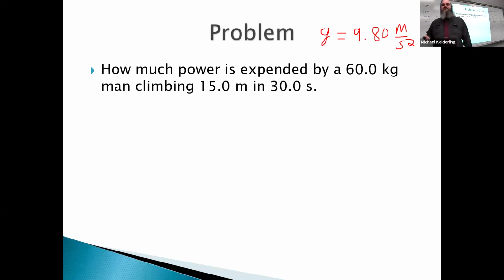And here, how much power is expended by a 60 kilogram man climbing 15 meters in 30 seconds, which is pretty dang fast. But they're nice round numbers.